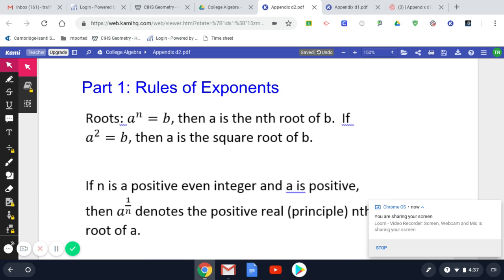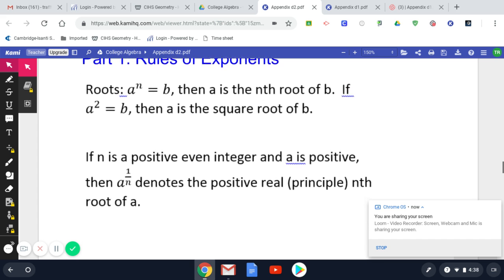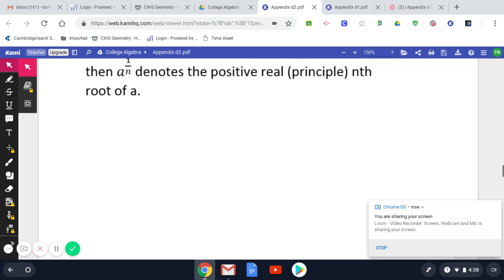So the rules of exponents. When you have roots, if a to the n is equal to b, then a is the nth root of b. If a squared equals b, then a is the square root of b. So it's the idea of undoing each other. They kind of work together, the root and the power. If n is a positive even integer, and a is positive, then a to the 1 over n denotes the positive real principal nth root of a.